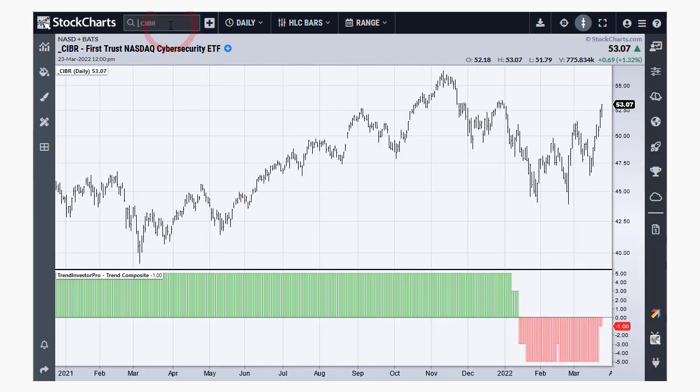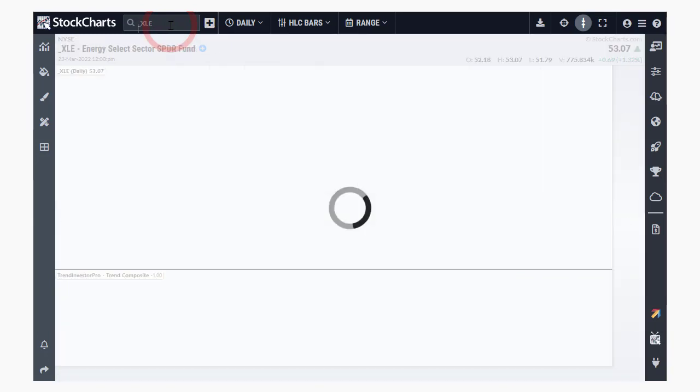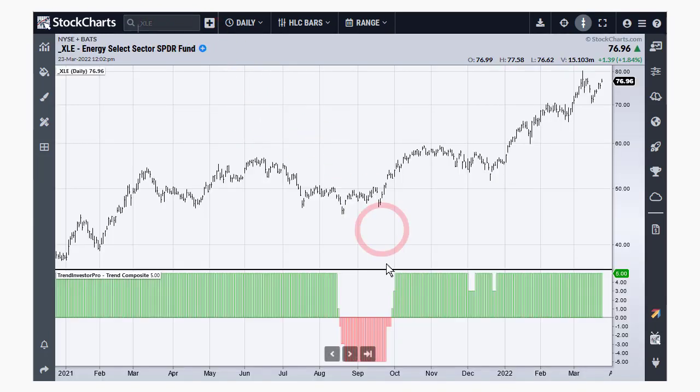So outside of cyber, of course, we have energy, XLE, and no surprise here, it's been in an uptrend since late September. So basically, you had this breakout there that was picked up by the trend composite in late September. And then you had a pullback. And that's what we look for, is pullbacks within uptrends. And then we got the breakout from that pullback, and we had a little flag there and a flag breakout and a dip, but a bounce. So there's clearly an uptrend and a leading uptrend in energy.